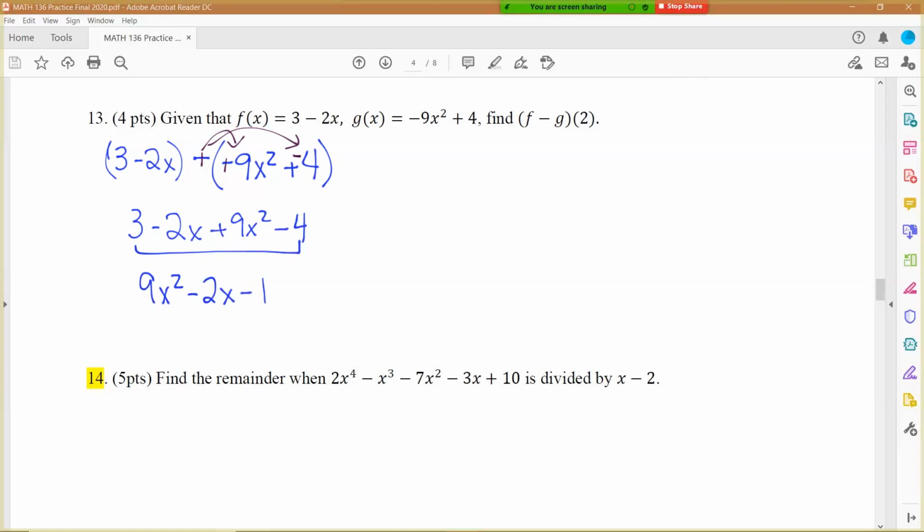And then what do we do with this 2? We've got to plug it in 2 times for x, so it turns into a calculator problem now. So 9 parenthesis 2 squared minus 2 parenthesis 2 minus 1. Calculator. Make sure you're using those parentheses. What do you get for your answer? 31.